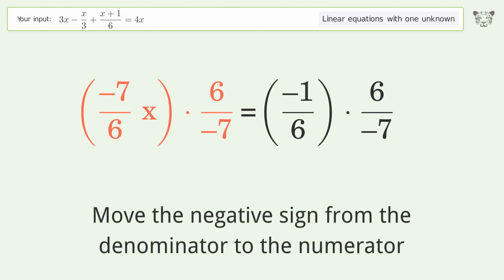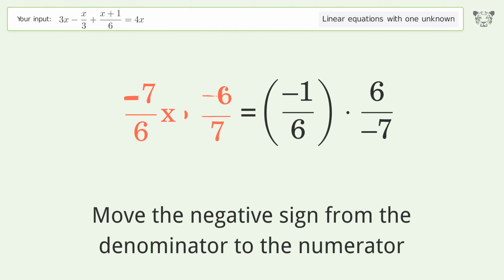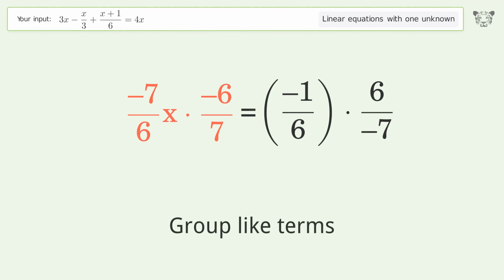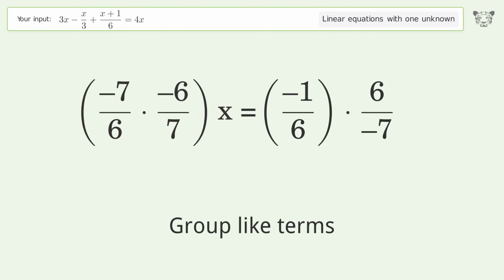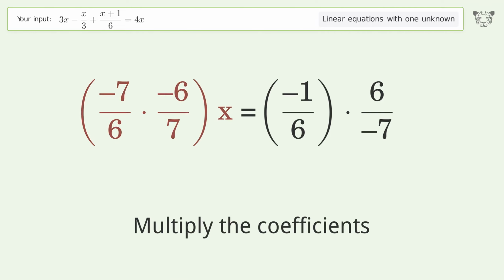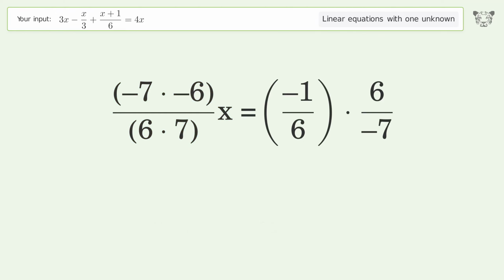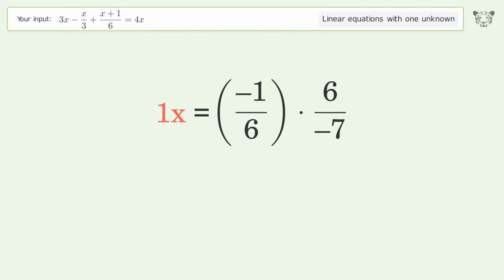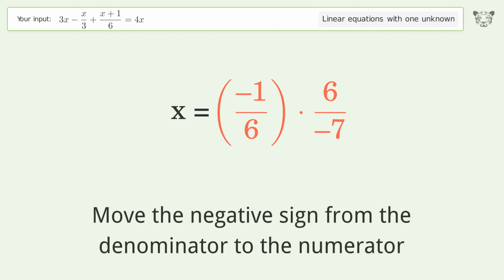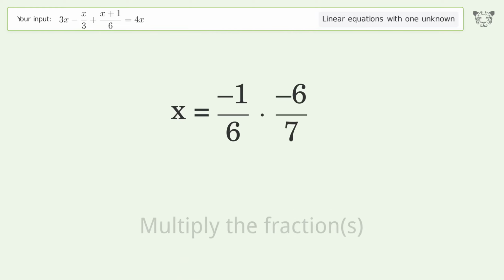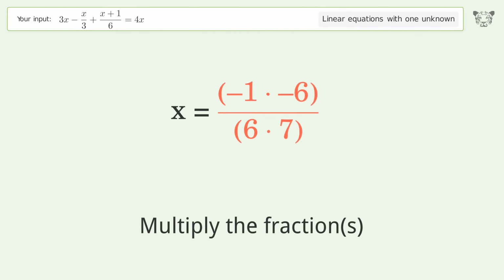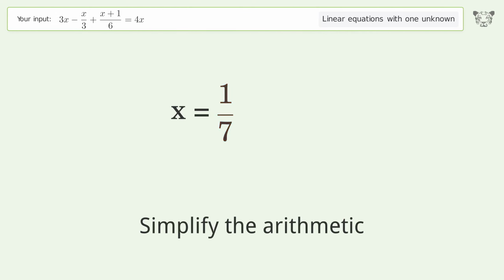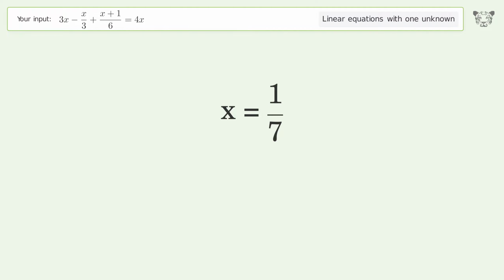Move the negative sign from the denominator to the numerator. Group like terms. Multiply the coefficients. Simplify the arithmetic. Move the negative sign from the denominator to the numerator. Multiply the fractions. Simplify the arithmetic. And so the final result is x equals 1/7.